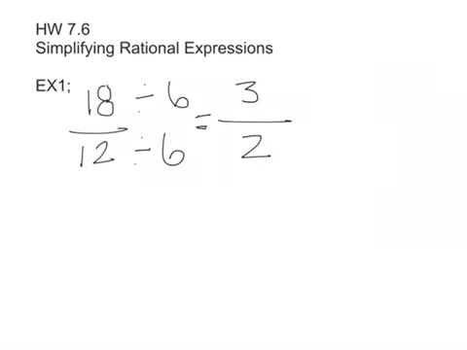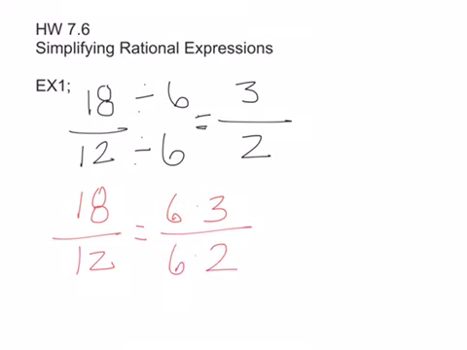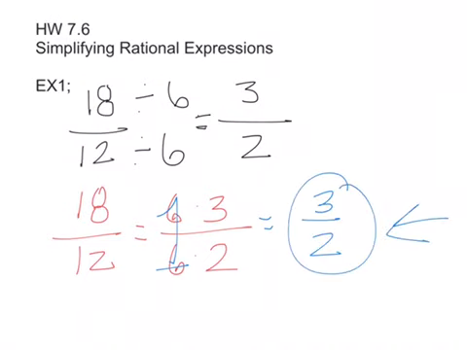Another way of thinking of it that might be more helpful in simplifying rational expressions is to think of 18 as 6 times 3, and 12 as 6 times 2. When you look at it like this, you can see that we have a 6 being multiplied in the numerator and a 6 being multiplied in the denominator. So I can divide those 6's out and they just become 1, which leaves me with 3 over 2. This way of thinking might be more helpful when we have expressions in the numerator and denominator. So let's take a look at an example like that.